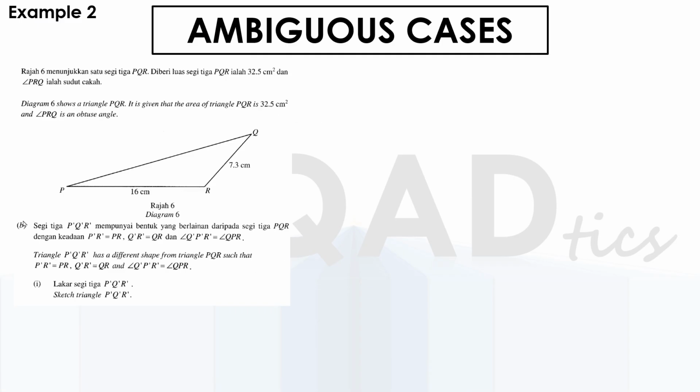For the next example, if you look at this statement, it says that the new triangle PQR is different from the original PQR. It's just that PR and QR are fixed. So these two lines are fixed, and then the angle P is fixed also, which is here. So in part 1, we need to sketch the new triangle. So let's go through our 3 steps.